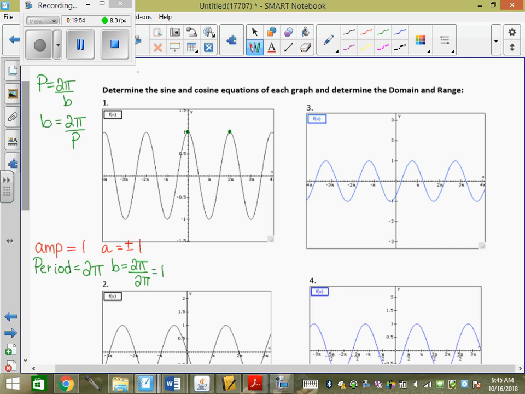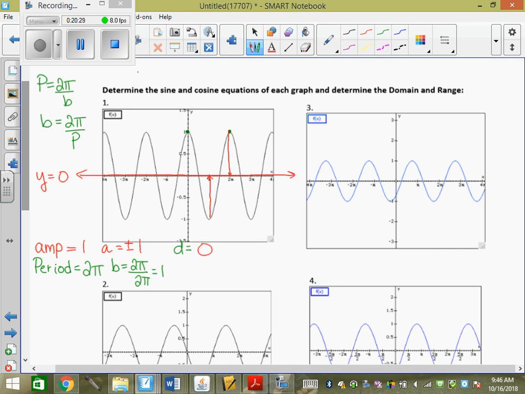My d value is also really easy to get. What's the d value stand for? That midline, that middle line that cuts the graph in half. So if I count my amplitude up and my amplitude down, they should meet at the midline. We agree? So my amplitude is 1. If I count 1 up and 1 down, where do they meet? Y equals what? We agree? So my d value is 0.